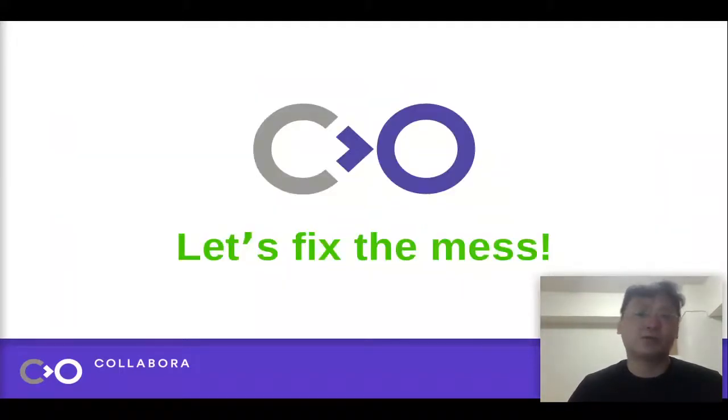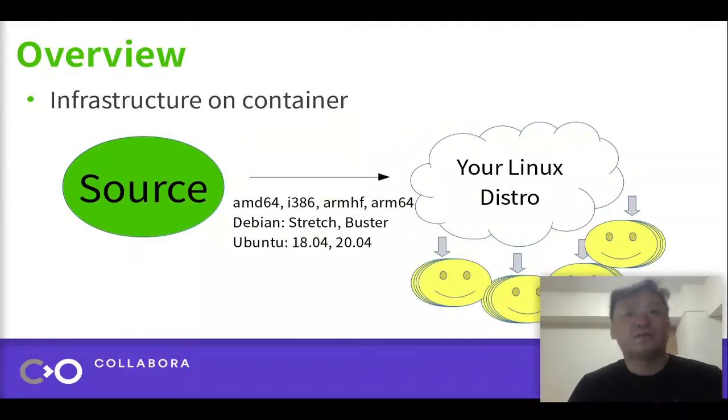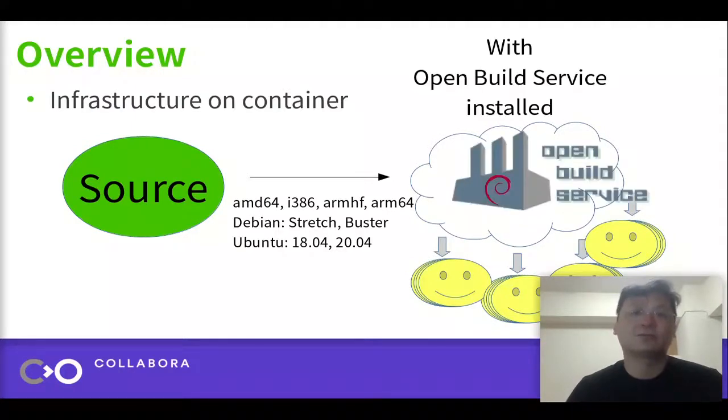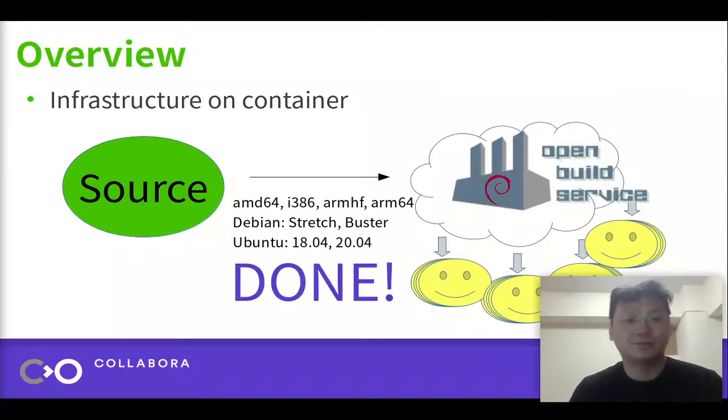So let's see how we can solve the mess. First of all, you need to have your Linux distribution running somewhere in your private infrastructure or even on the cloud. I choose Debian here. Then install the OBS Debian packages, or fetch and build the OBS Docker images and run them. And then it's done, because here you find how OBS saves us time. No matter how many different architectures or distributions, just one source upload of your package into OBS, and OBS handles the rest for you. It's done. You don't need to keep and maintain so many chroots on your machine anymore.